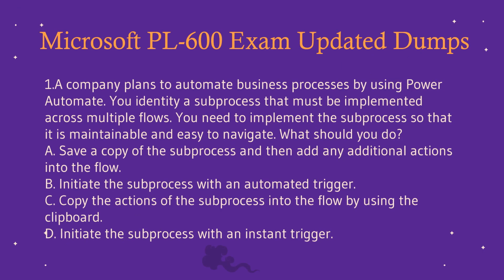1. A company plans to automate business processes by using Power Automate. You identify a subprocess that must be implemented across multiple flows. You need to implement the subprocess so that it is maintainable and easy to navigate. What should you do? A. Save a copy of the subprocess and then add any additional actions into the flow. B. Initiate the subprocess with an automated trigger. C. Copy the actions of the subprocess into the flow by using the clipboard. D. Initiate the subprocess with an instant trigger.